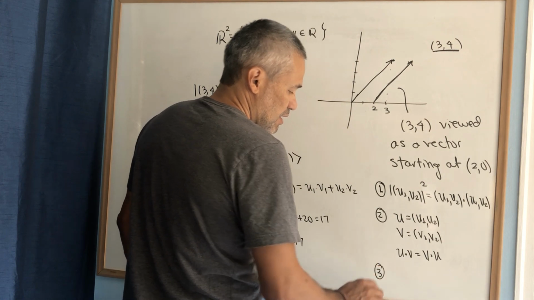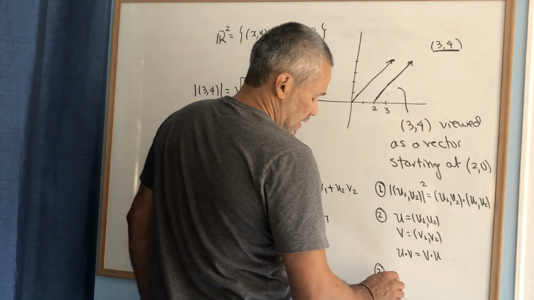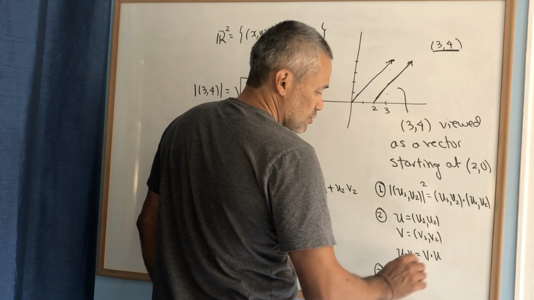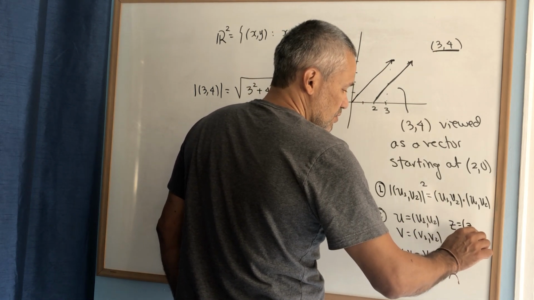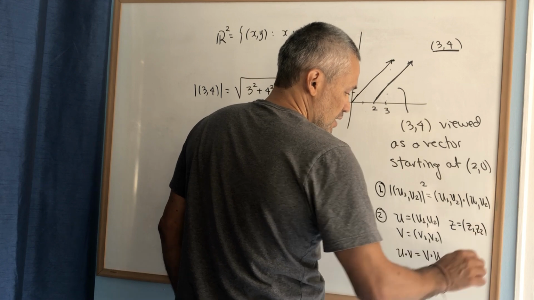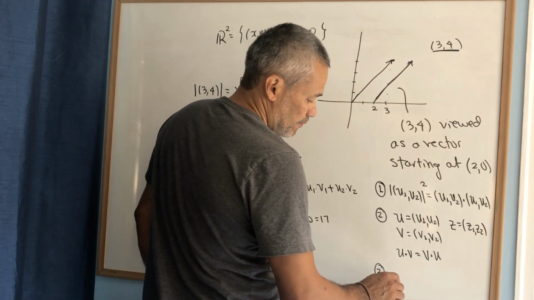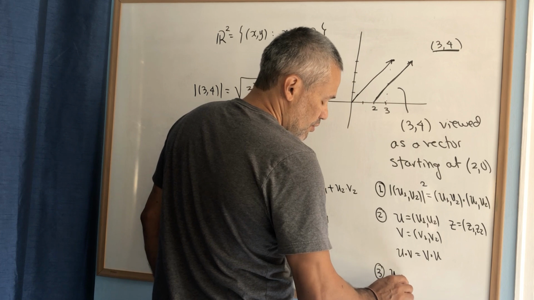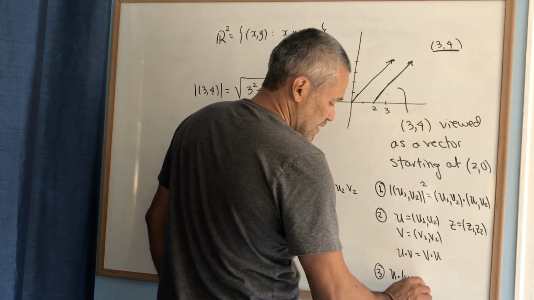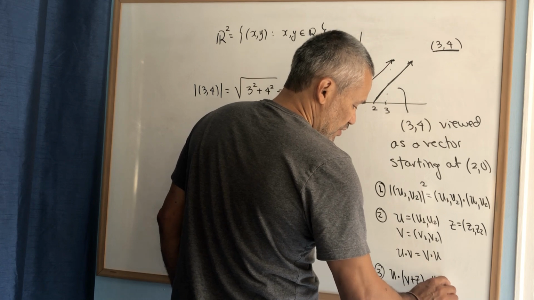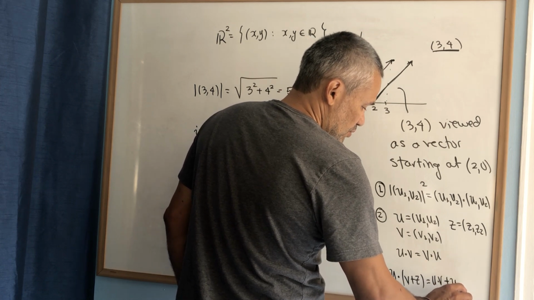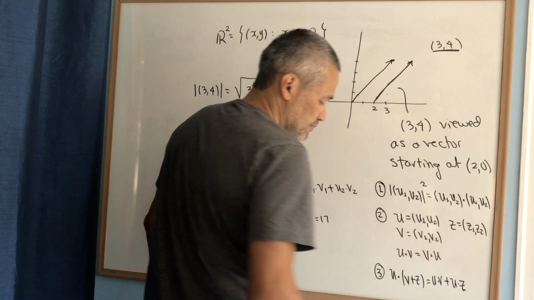Another property is the following. If we call the vector c equal to (c1, c2), then the dot product of u with v plus c is the dot product of u with v plus the dot product of u with c.